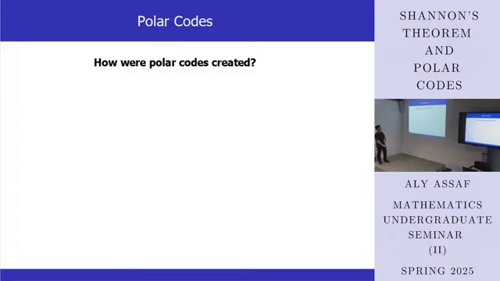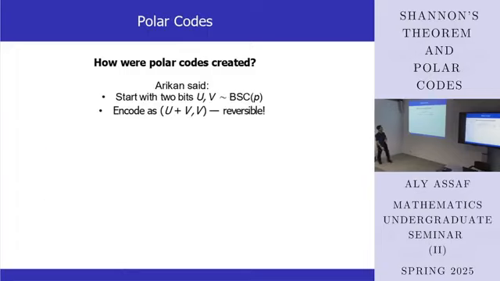Okay. So how were they created? Arikan first said, okay, let me take 2 bits, U and V. I'm going to take the XOR operation of them because I'm trying to compress them, right? But then he realized, okay, I'm not actually compressing them because I'm losing information. So instead he tacked on a second bit, V. So now he encoded U and V as U XOR V and V, which is a reversible operation, because if I just take the XOR between these two again, I'll get U.